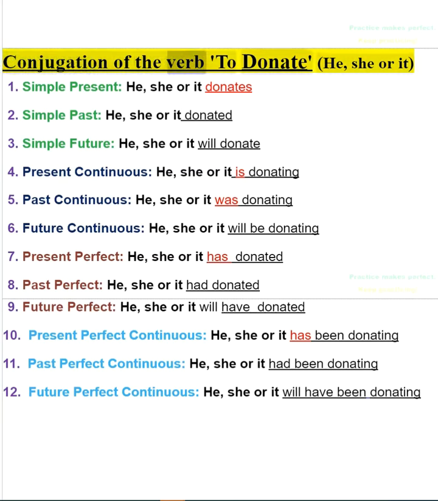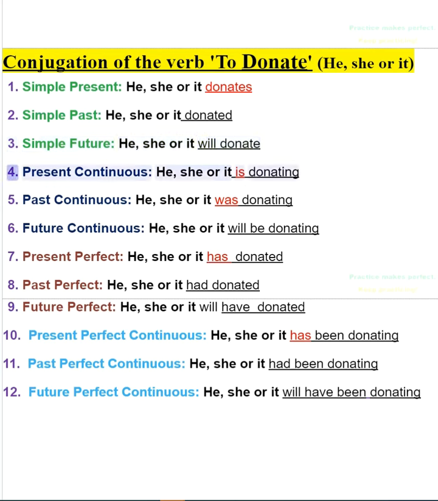Conjugation of the verb to donate, he, she or it. 1. Simple present, he, she or it donates. 2. Simple past, he, she or it donated. 3. Simple future, he, she or it will donate.